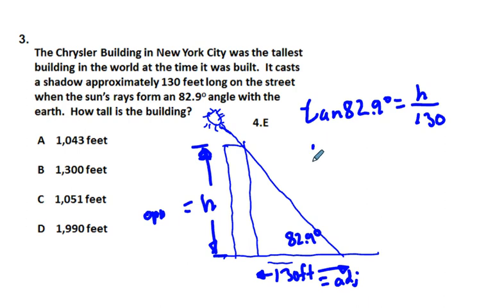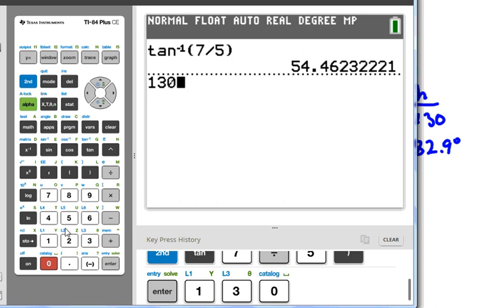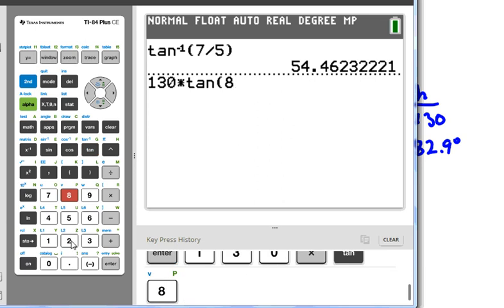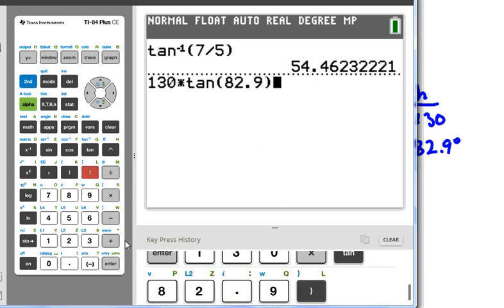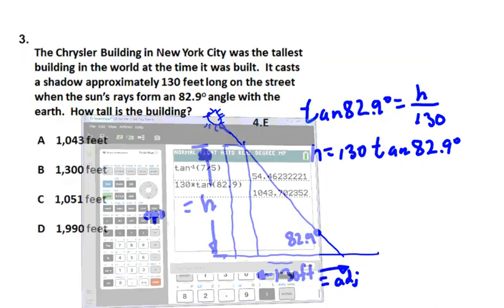So height is going to be equal to 130 tangent 82.9 degrees. So go to our calculator. We get 130 times tangent 82.9 degrees. That's what it is here. So we get 1,044 feet, rounded to the nearest foot.